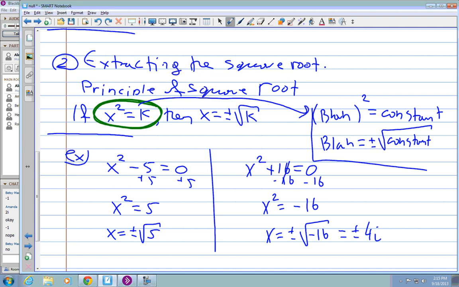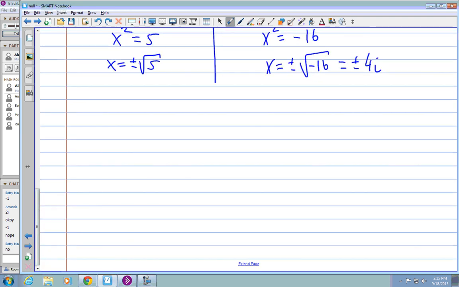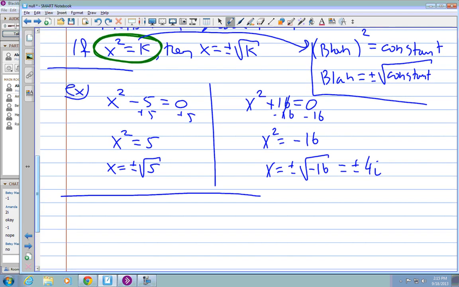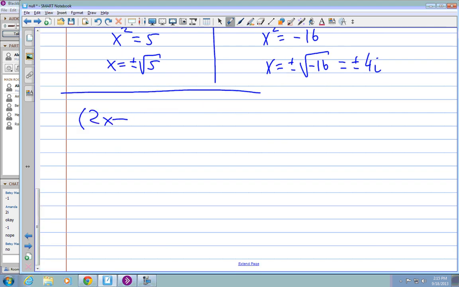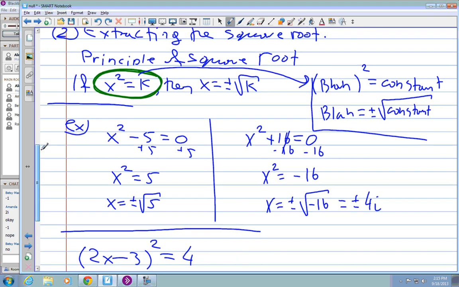Okay? So here's an example of what I'm trying to say here. Again, x does not just have to be a single letter. It could be some other expression. So for example, if I have (2x minus 3) squared equals 4. So that's what I mean. You have blah squared equals a number. I can still do that square root thing. Okay? So that means whatever's under the square, 2x minus 3, equals plus or minus the square root of 4. Just using that principle of the square root.